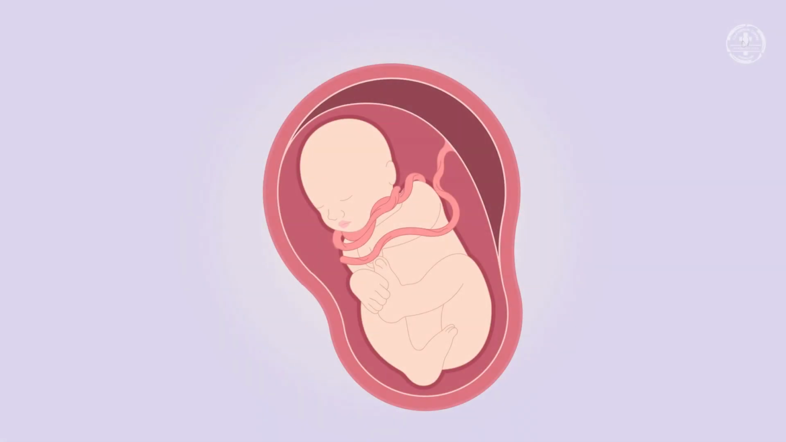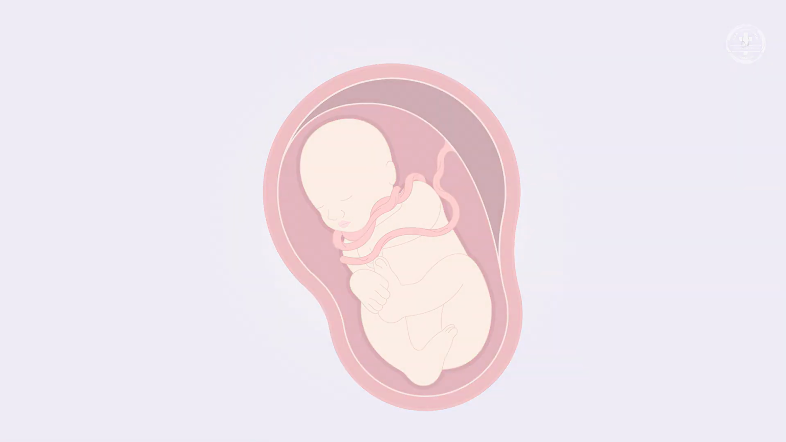And also any umbilical cord related issues, when the umbilical cord is entangled or compressed, then we go for cesarean section. In all these situations, the blood supply and the oxygen supply to the baby is affected and we go for cesarean section.